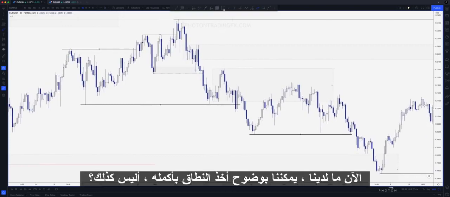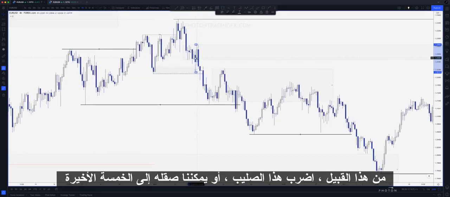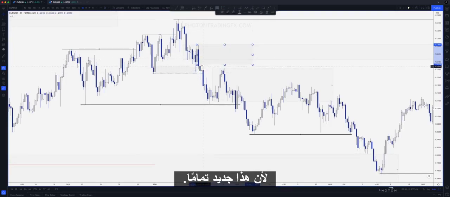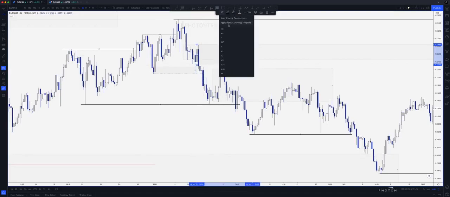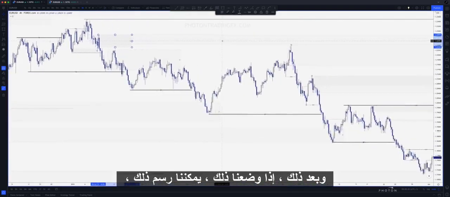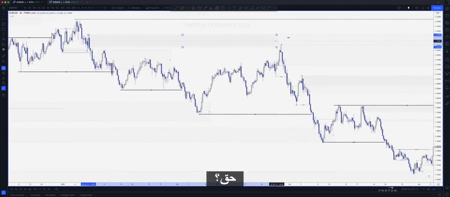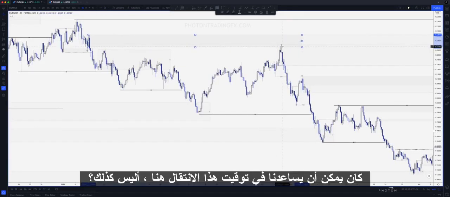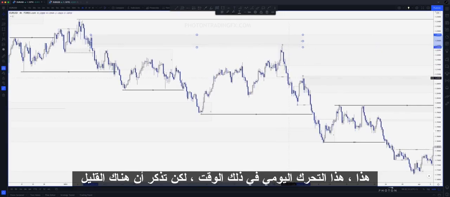of character. So now what we have, we can obviously take the entire range, right, like that. Just drag that across. Or we could refine it to the last buy before the sell, right, because that's completely fresh. It's not mitigated. And then if we put that on, we can then draw that across, right? So this is where it could have helped us to time this move here, right? That daily move back then.